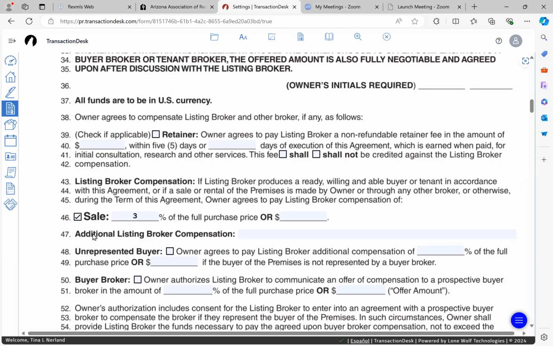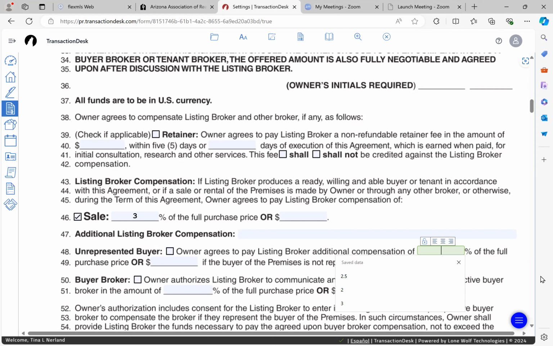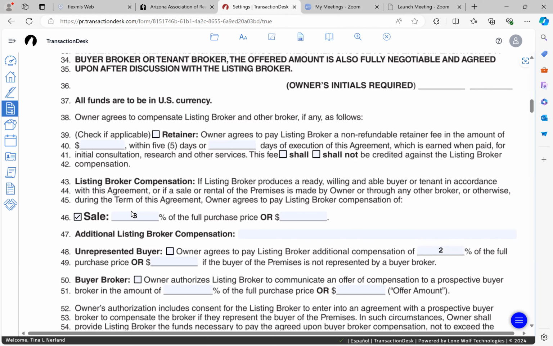So here's where the changes start coming in. Additional listing broker compensation. Shane, here's the answer to your question. If an unrepresented buyer comes, the owner agrees to pay the listing broker additional compensation of, why not get the full compensation? So now you're getting paid 6 because you're taking on more risk. Essentially, that document should protect you, but nonetheless, you're taking on more risk. You're doing more work. You could put 2%, 1%, whatever. So now you're getting 3% and 2%.